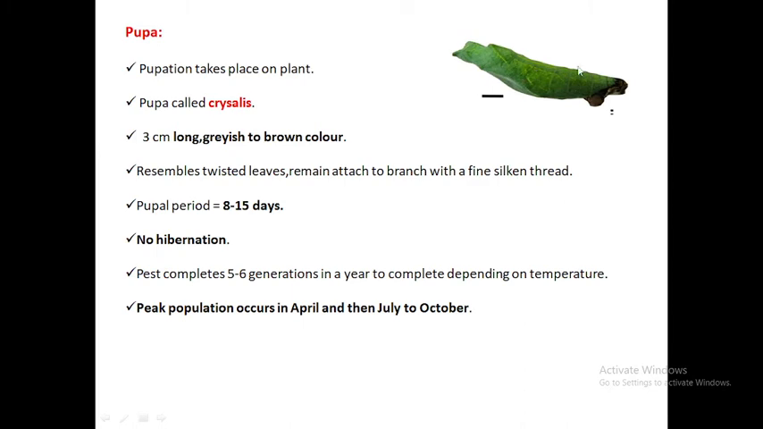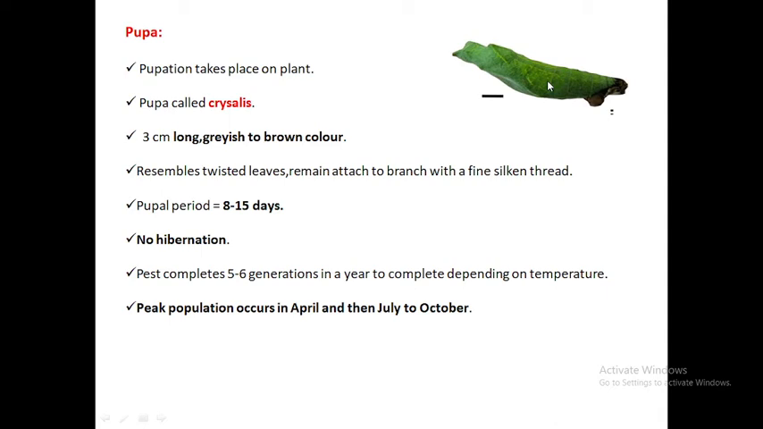Generally, it will get entangled on the bottom side of the leaves of the lemon tree, so no one can identify this as a pest. Everyone will look at it as a folded leaf, and this period will continue for 1 to 2 weeks. There is no hibernation, but the development of the adult structure will take place in the pupal period.